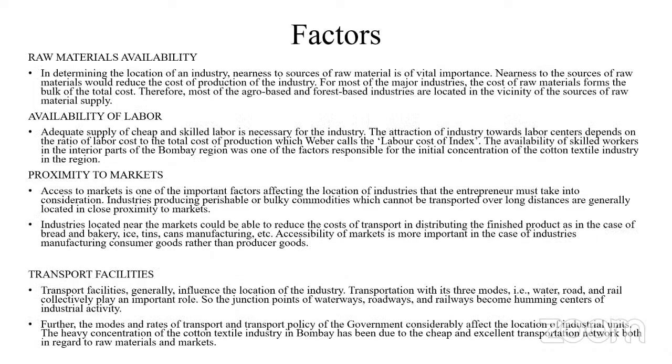Raw materials. In determining the location of industry, nearness to sources of raw materials is of vital importance. Nearness to sources of raw materials would reduce the cost of production of the industry. For most of the major industries, the cost of raw materials forms the bulk of total cost. Suppose we want to establish a factory for producing sugar, we would obviously like to place the industry where the sugar cane is produced on a vast level.